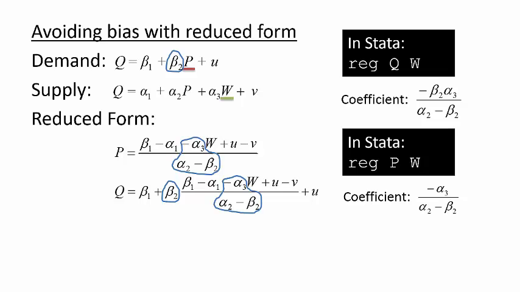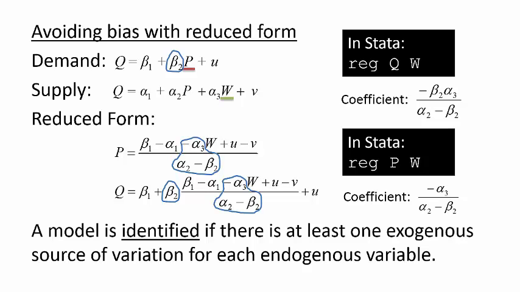Although price is endogenous, we can think of the weather as inducing exogenous variation in price. In other words, the market for oranges does not affect the weather, but the weather does affect the market, including prices. If we consider how weather affects both price and quantity, we can in turn learn about how price affects the quantity demanded. The same condition holds elsewhere. We say that a model is identified, that is, we can estimate its parameters, if there is at least one exogenous source of variation for each endogenous variable.